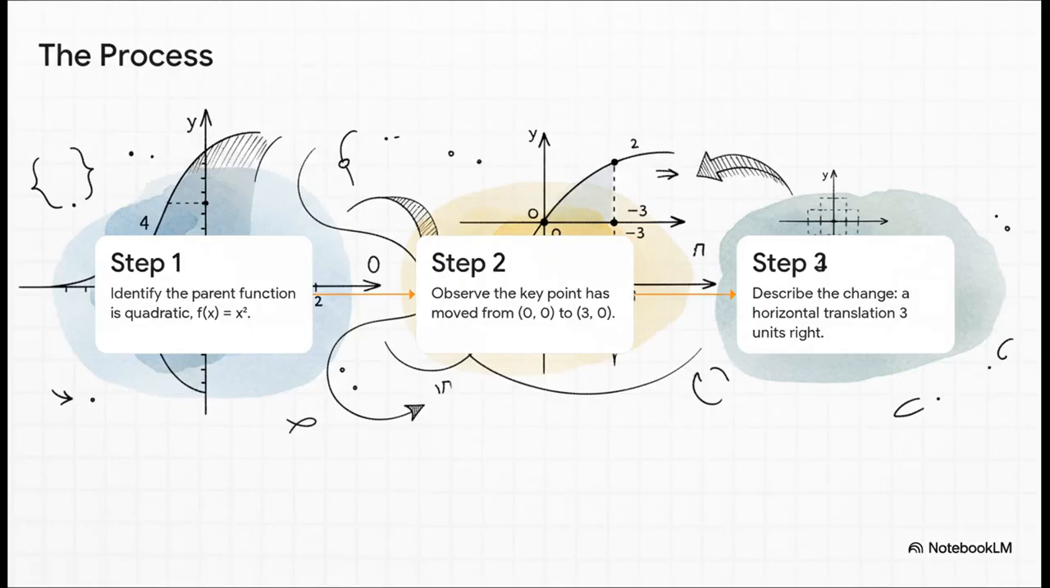So here's a simple 3-step playbook you can use every time. Step 1, figure out the parent. That little exponent of 2 tells us it's in the quadratic family. Step 2, see what's changed. The key point moved from (0, 0) to (3, 0). And step 3, describe that change. It's just a horizontal slide, or translation, 3 units to the right. And that's it, you've cracked the code.